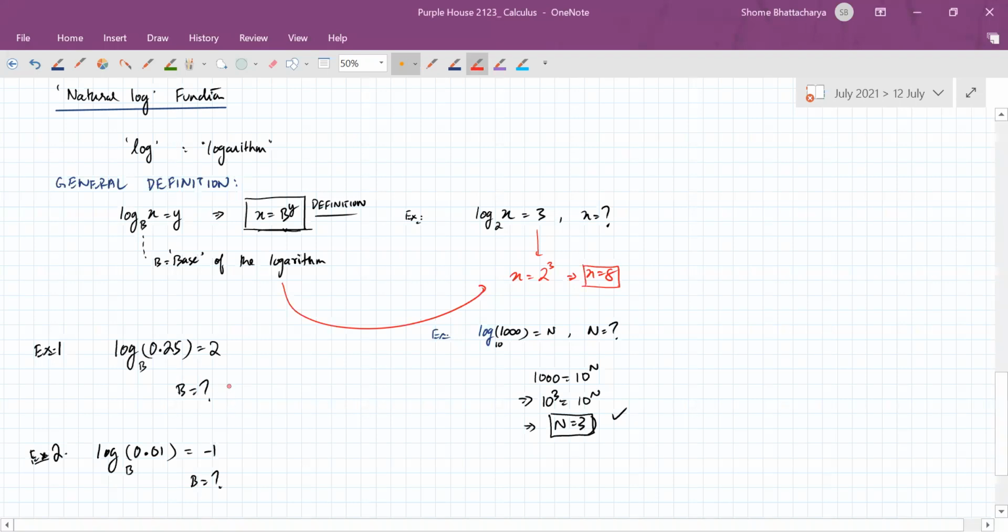Okay, so this one's answer will be 0.5 because you know that 0.25 is equal to 0.5 to the power 2. And this one's answer will be 100 because you know that 0.01 is 100 to the power minus 1.